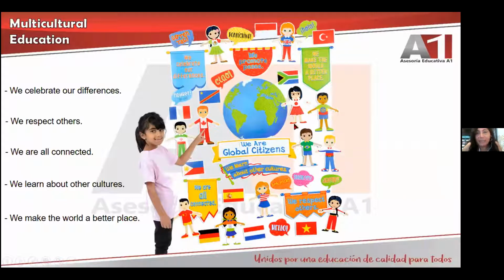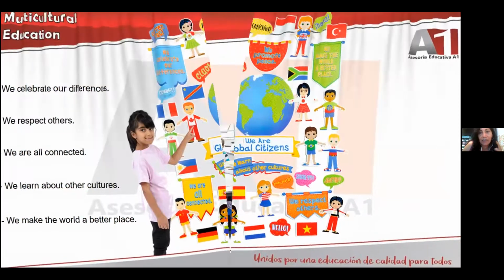Okay, I saw this. You can get these posters on Amazon, wherever you are, but it's very beautiful to put in your classroom. Celebrate our differences, we respect others, we are all connected, we learn about our other cultures, and we make the world a better place. Okay, so this is accepting everybody here.